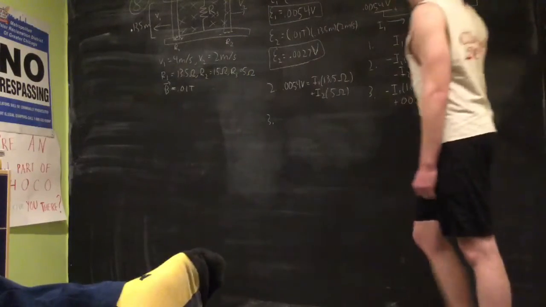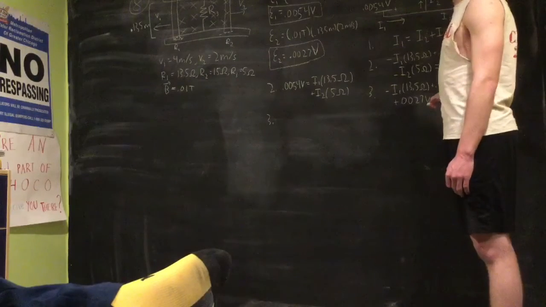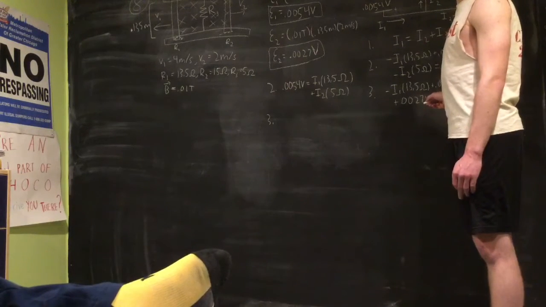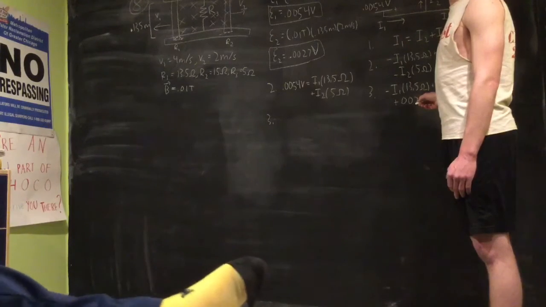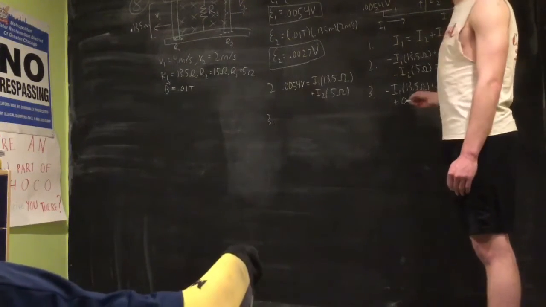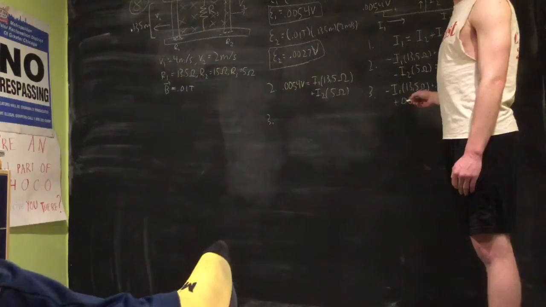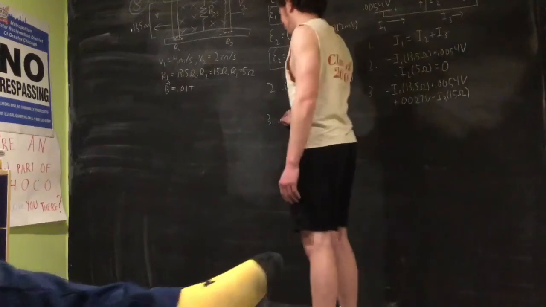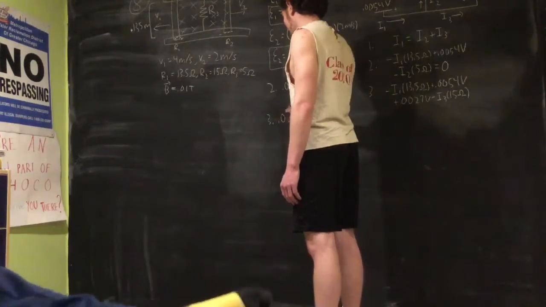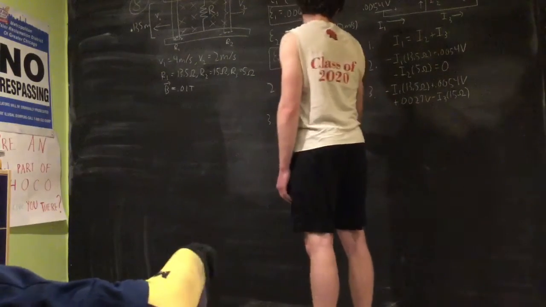What's 0.0027 plus 0.0054? 82. Close. 84. Other way. 80. What's 27 plus 54? 81. So this is 0.0081. I like it. Again, put that on the other side.